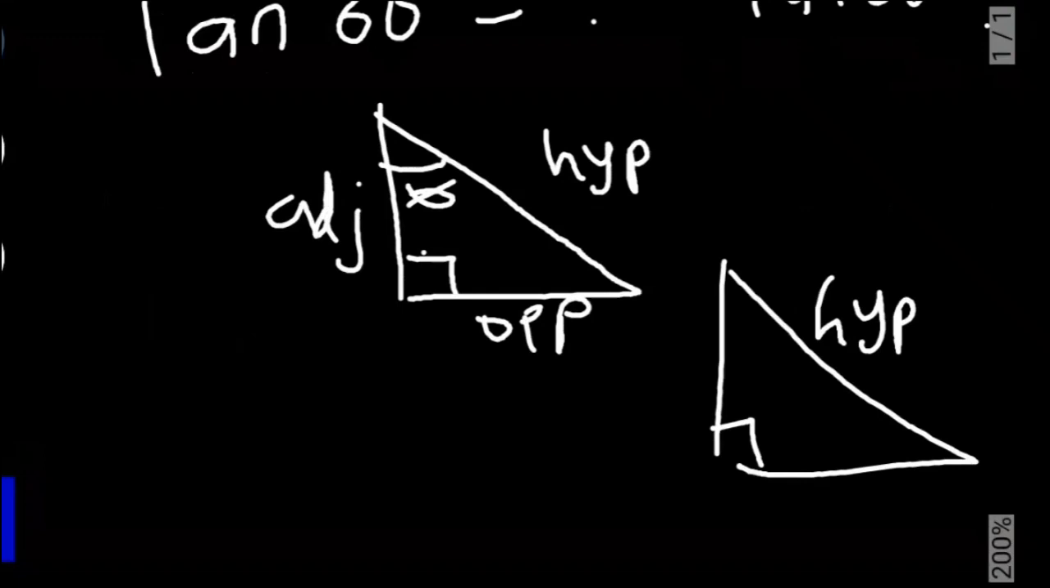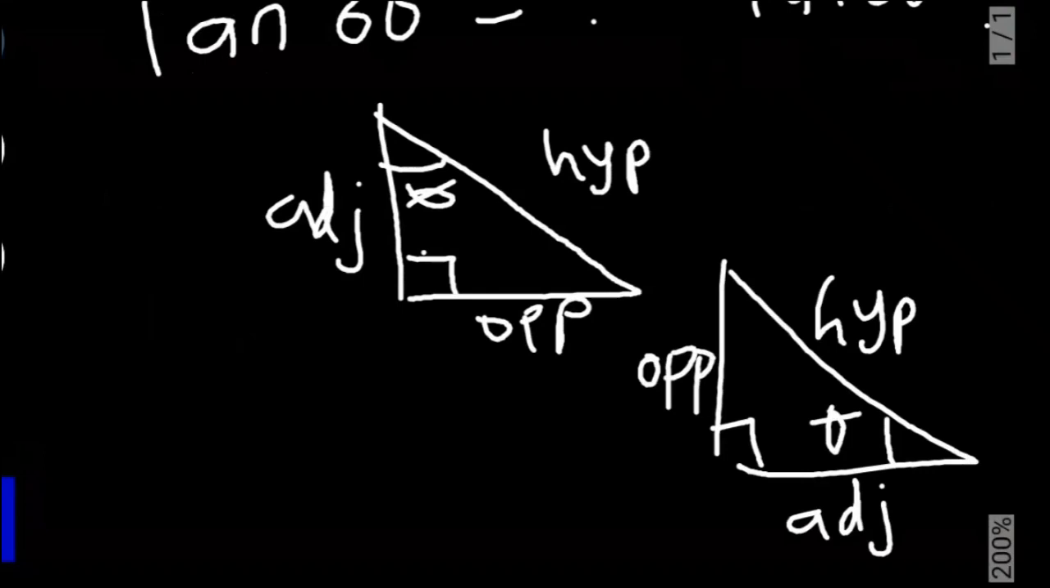If we have an angle theta here, this would be the opposite, the side opposite the angle, and this would be the side adjacent to the angle. So these are some of the facts you have to get.